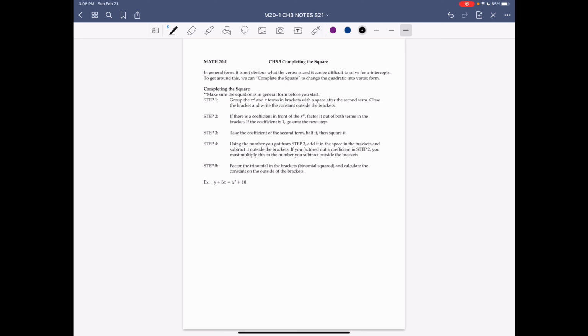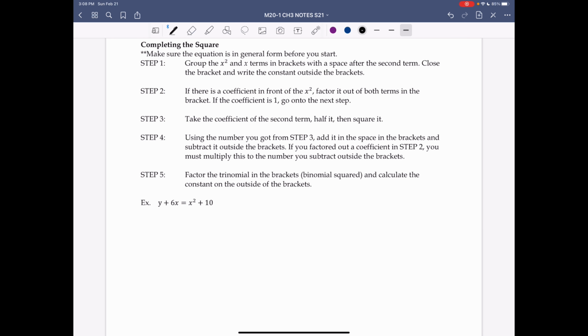That was a lot of information. Let's try it so you get the idea. Example: y + 6x = x squared + 10. First, we need to make sure it's in general form before we start. This is not in general form because I have y plus 6x. I need to have just y, so I'm going to subtract 6x. That would go in the middle because I want x squared, then x, then constant. So I get y = x squared - 6x + 10.